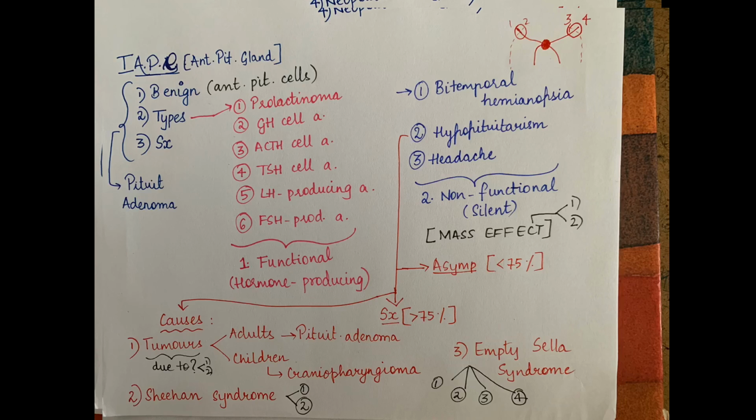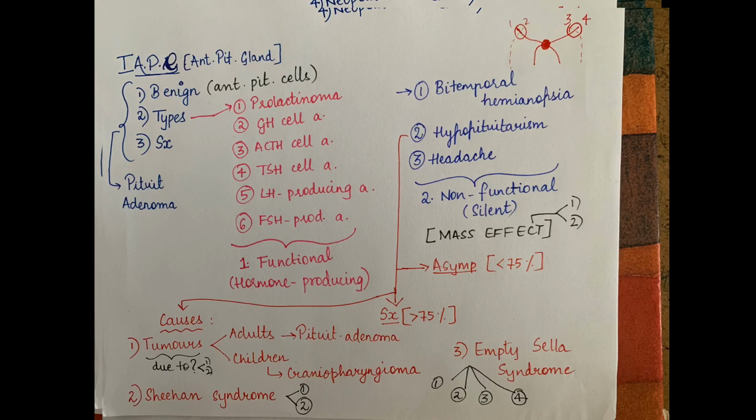Pituitary adenoma is a benign tumor of anterior pituitary cells. They're mainly of 2 types, functional or hormone producing and non-functional or silent. Different examples of each of these types of tumors are written here below. Non-functional tumors have a characteristic phenomenon called mass effect, meaning they compress the structures surrounding the gland depending on the velocity and direction of the growth of the tumor.